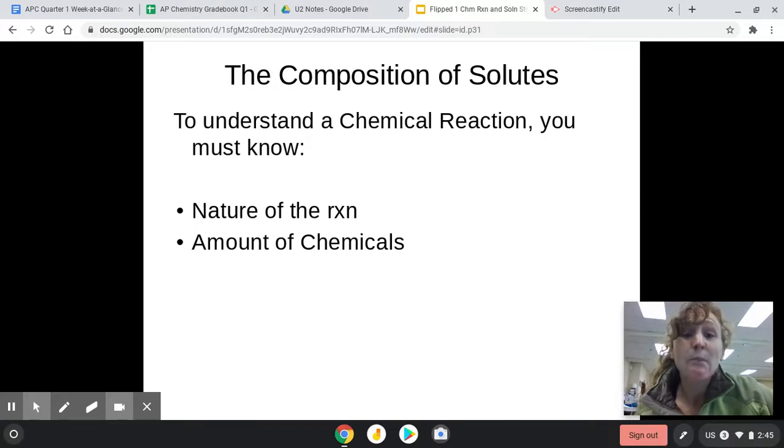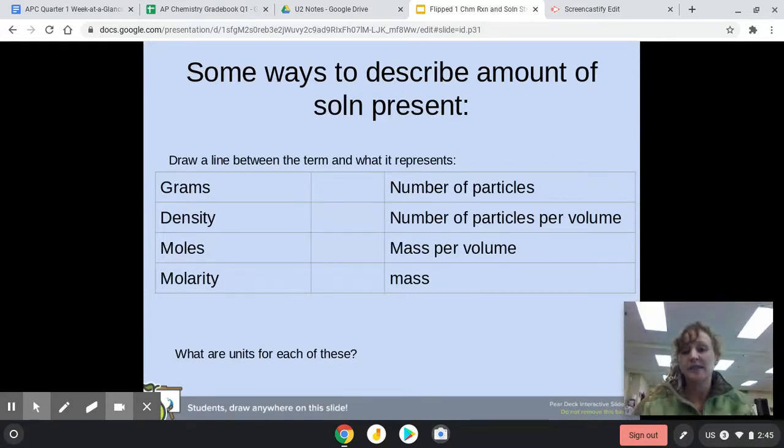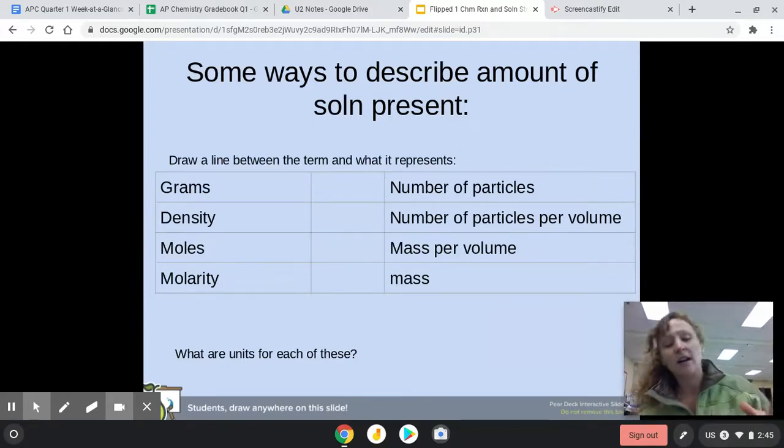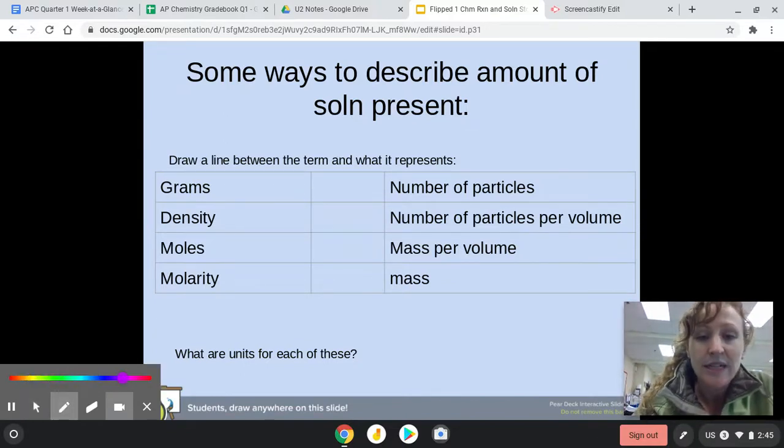The other thing you have to know in order to understand a chemical reaction that happens in solution is the amount of chemicals that are present. And that's where we get into the composition of the solutions. We talked about this in class. These are the definitions that describing the composition comes down to.